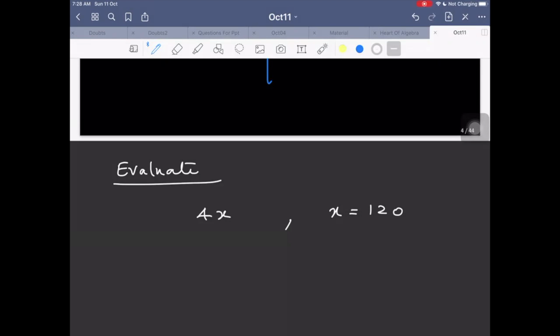No, you're putting x is equal to 120. Robin, I hope you have realized your mistake. You're substituting x is equal to 120. So it's basically 4 into 120. It's 480. Now, what if you put x is equal to 100? This expression gave you 480 in that case. In this case, it's going to give you 400.